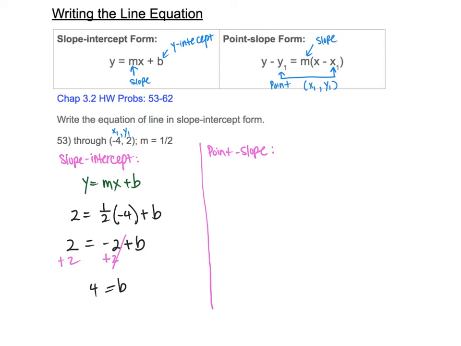And here's the thing. Some beginners will forget that this is not the answer. This is part of the answer because we were looking for b and we already had m. So we're going to plug in m and we're going to plug in our y-intercept so that way we can write our equation. So our equation is actually y equals 1/2 x plus our y-intercept, which was 4 that we found. And then ta-da, I have my equation.